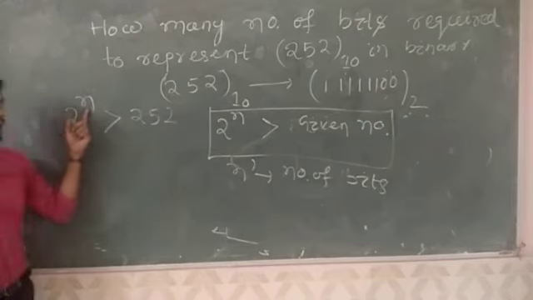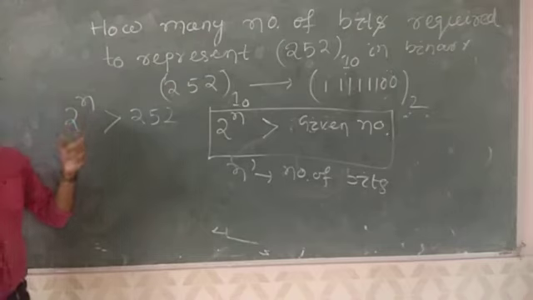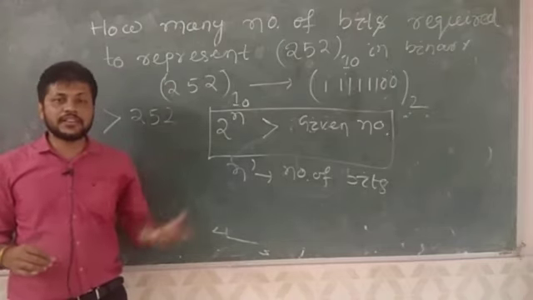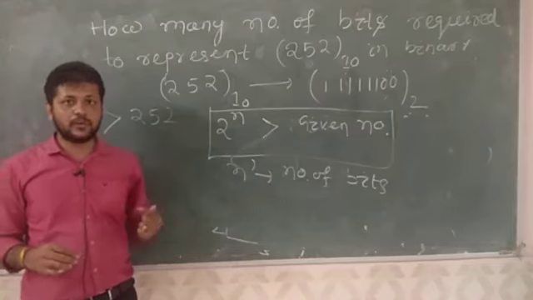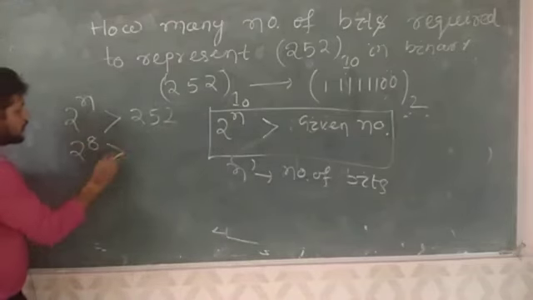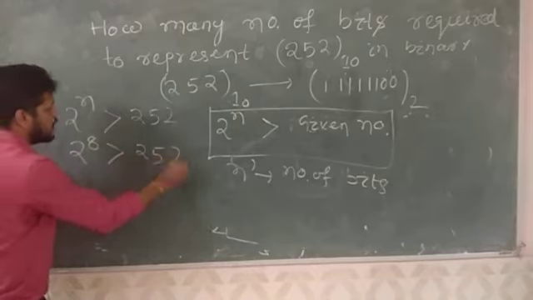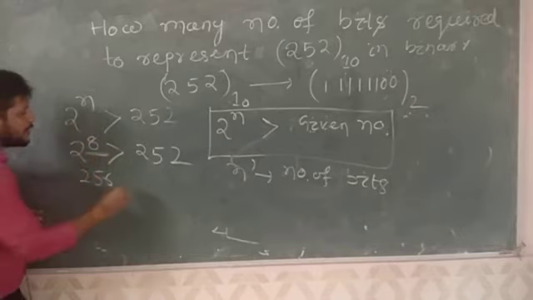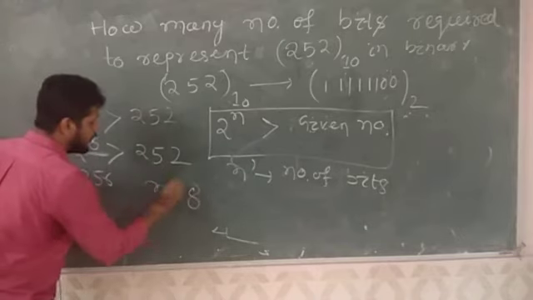If I put n equal to 8: 2 to the power 1 is 2, then 2 to the power 5 is 32, 2 to the power 6 is 64, 2 to the power 7 is 128, and 2 to the power 8 must be greater than 252. Because 2 to the power 8 means 256. So how many bits are required? 8 bits are required, so n is equal to 8.